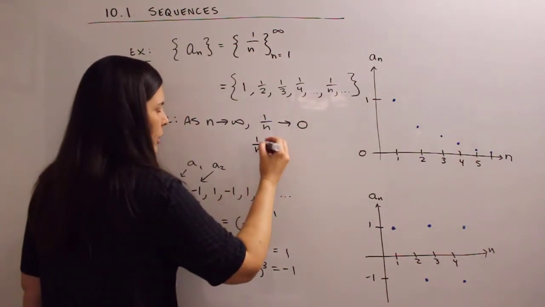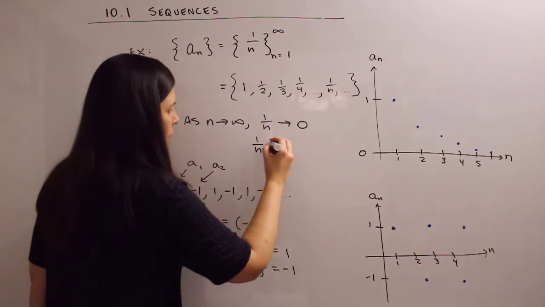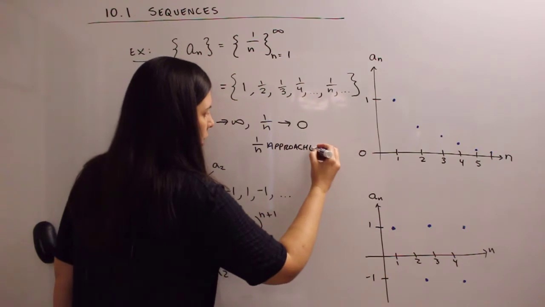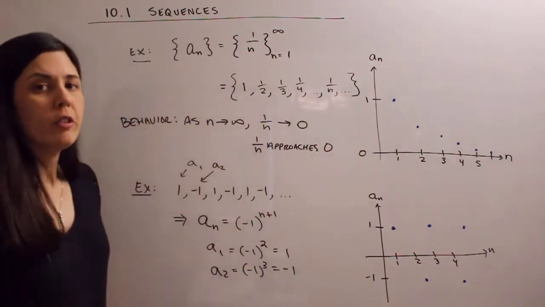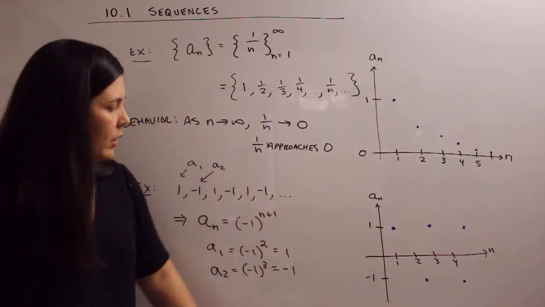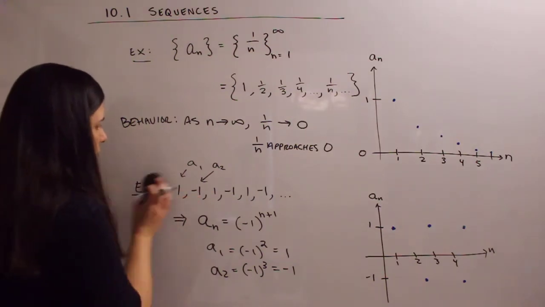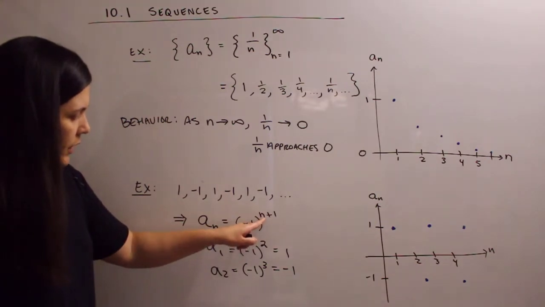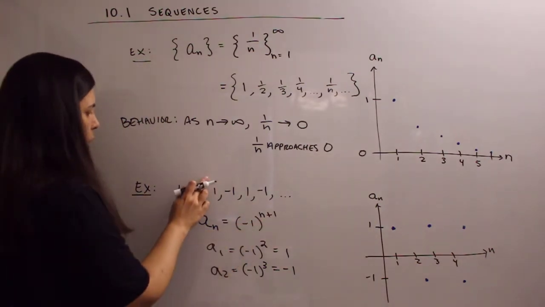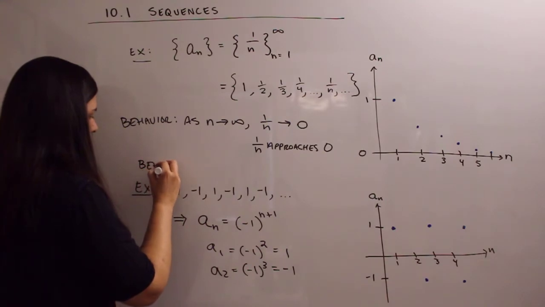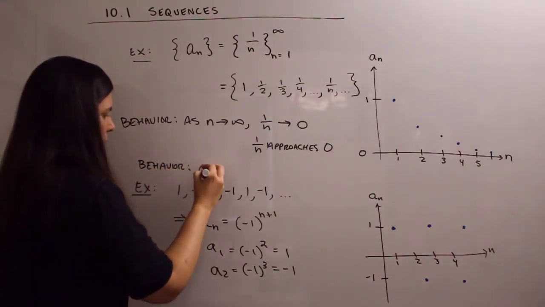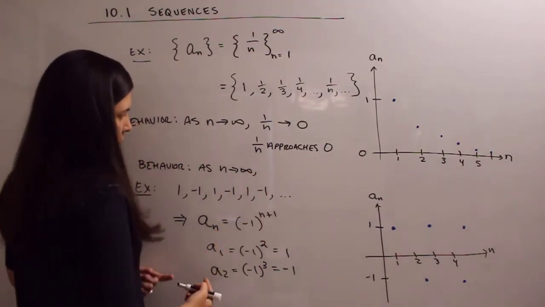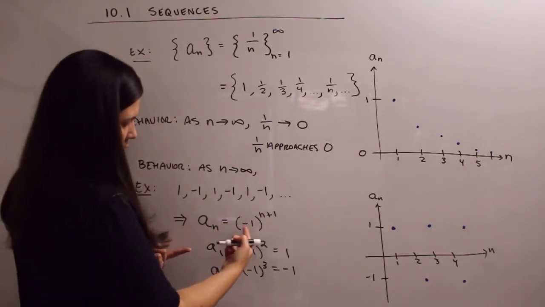So if you're not familiar with the arrows, you might be from limits, but this just means approaches. So you can say 1 over n approaches 0. That's the behavior. How about this next one? Well, when we were plugging in our index values, 1, 2, and 3, and so on, what was happening to our sequence values?